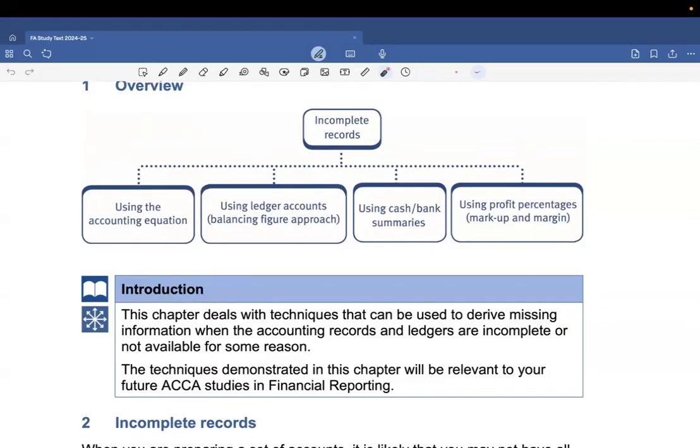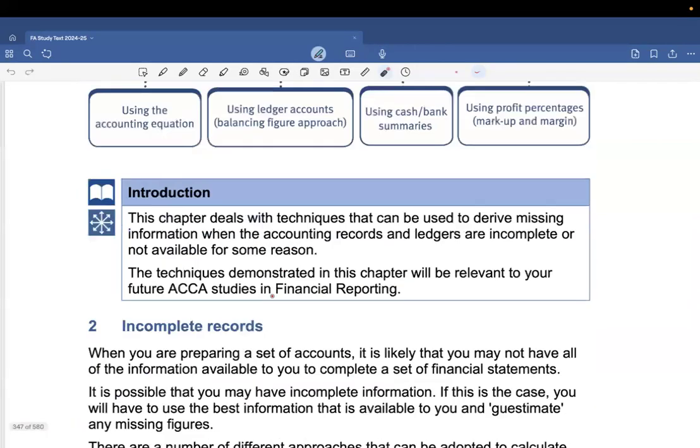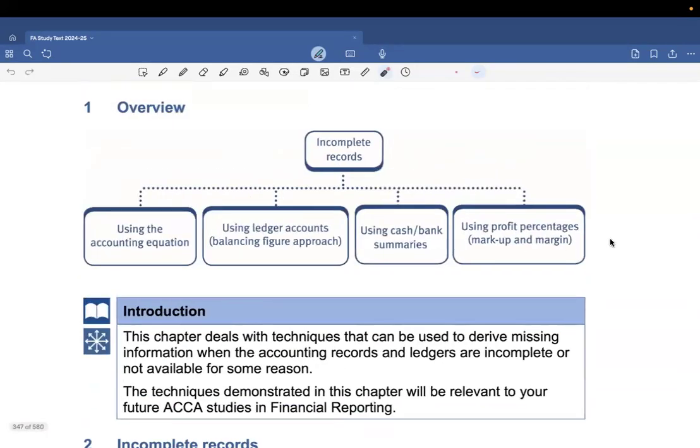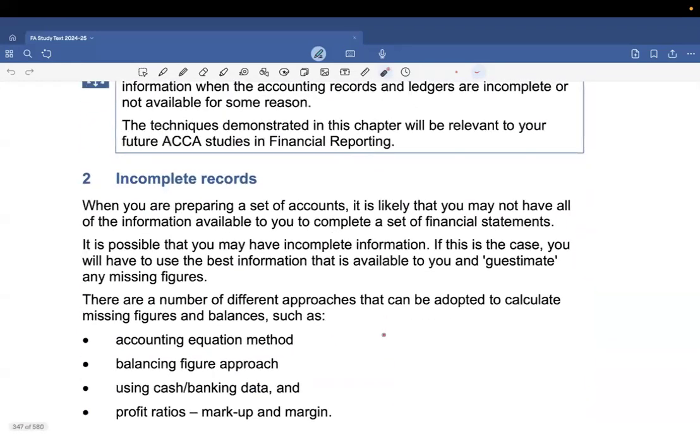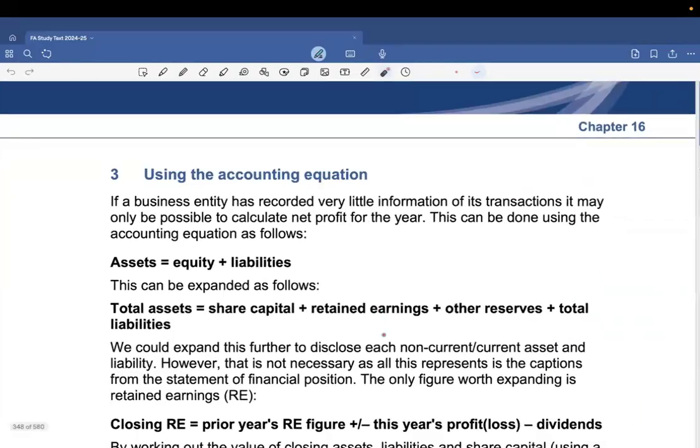Clear? Or using a cash bank balance summary. Or the last resort is by using the percentages. That is markup and margin. For markup and margin, we need the other equation, that is the amount given divided by, into what to find, divided by what is given. Remember that thing. So we're going to start with the accounting equation.